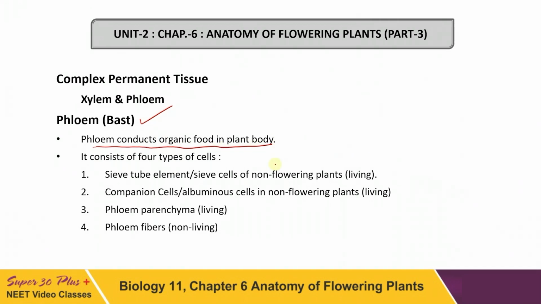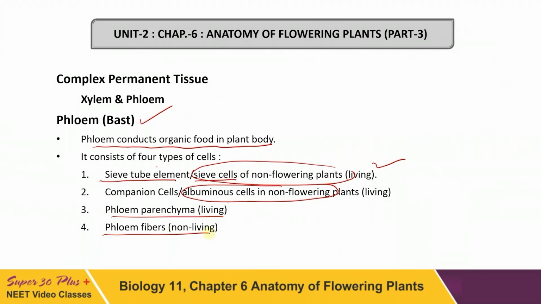It consists of 4 types of cells: sieve tube elements or sieve cells. Sieve cells are found in case of non-flowering plants; these are the living elements. Companion cells and albuminous cells. Albuminous cells are found in non-flowering ones, while companion cells are found in flowering plants. Phloem parenchyma and phloem fiber. Out of these 4, the 3 are the living ones, and the 4th one is non-living.